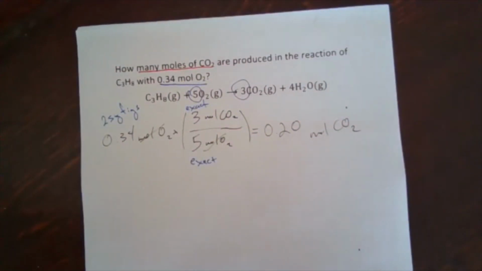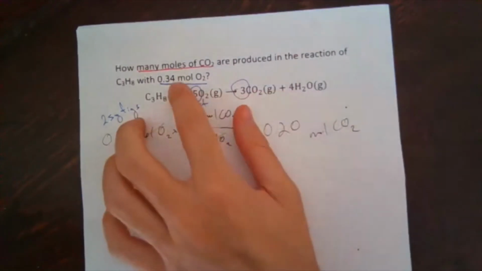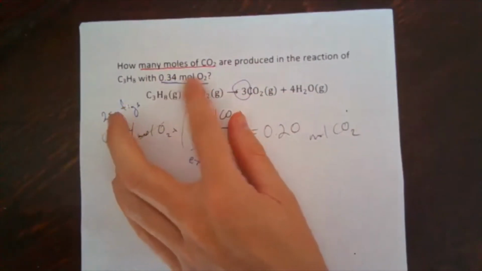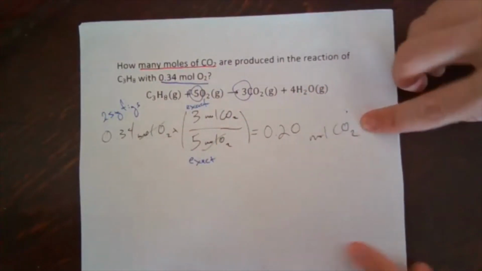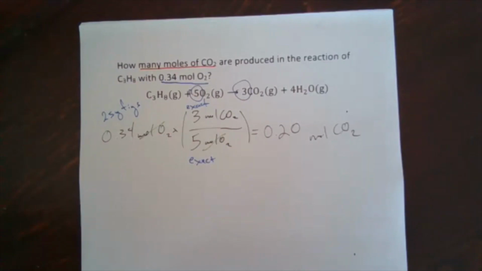So what this is telling us is if you react this much oxygen, 0.34 moles of oxygen, you will produce 0.20 moles of CO2. That is exactly how much CO2 you're going to produce in that reaction of that much O2, right? So this is the primary goal of stoichiometry, that we can relate these different reaction amounts, which is something we generally want to know, right? How much product am I going to make is a common question in chemistry.